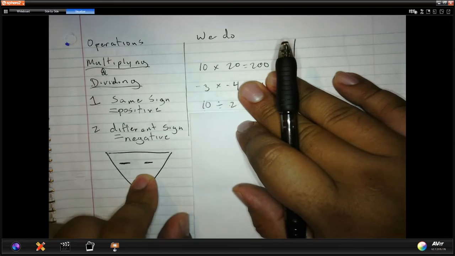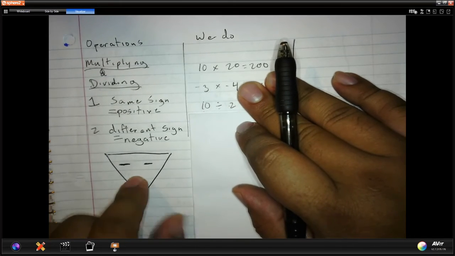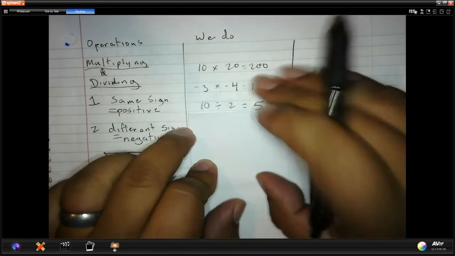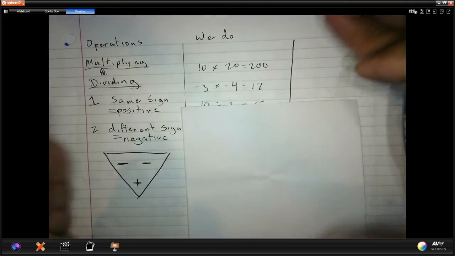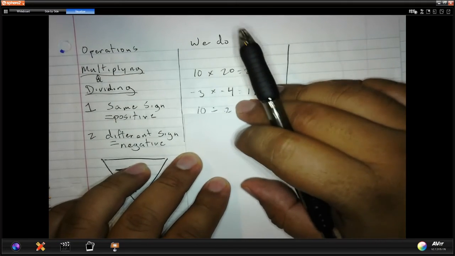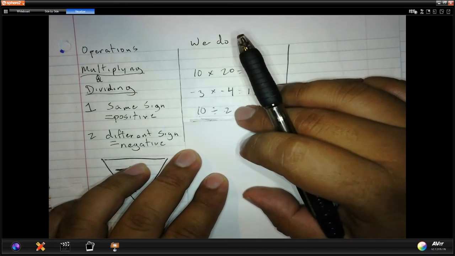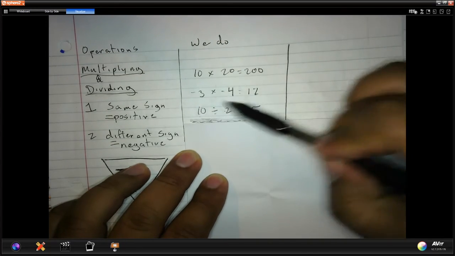Okay. So then let's look at this. I have a positive, and I'm dividing by a positive, so it's going to be a positive. So it's a positive 5. Okay, one more example, I think. So, those are my rules when they're all the same.